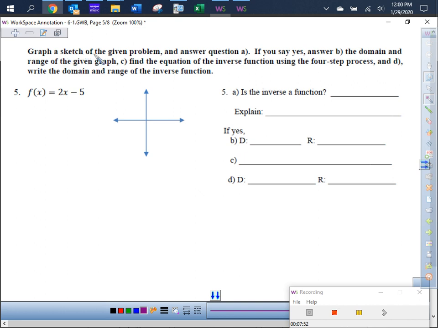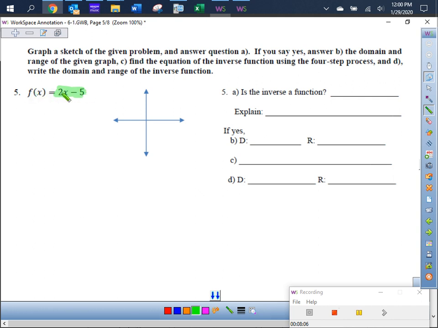They say to graph a sketch of the given problem to answer these questions. Cool. We've got to graph this one. Let's make it easy on our brains. Yes, we could use a graphing calculator, but we have that ACT coming up, and we want to do things as fast as possible. So my basic question in my class was, hey, is this going to be like a line?